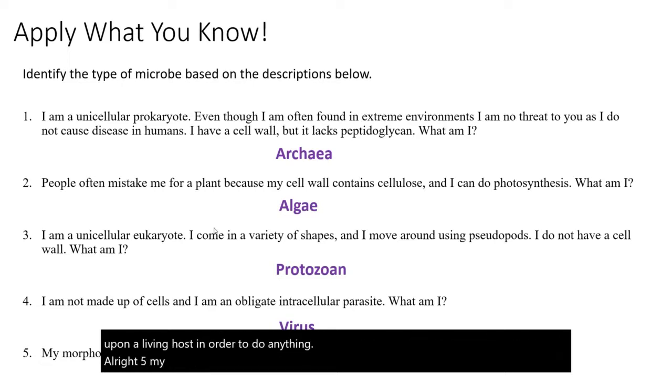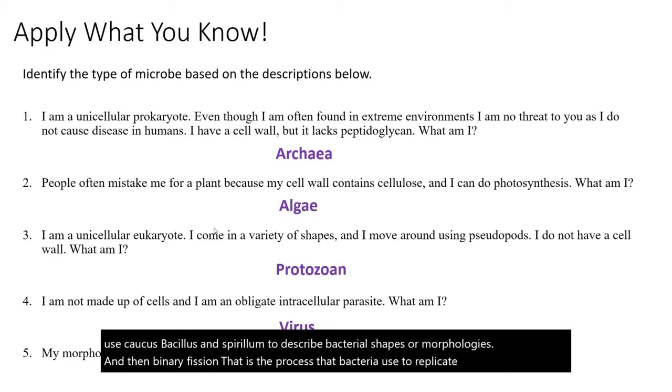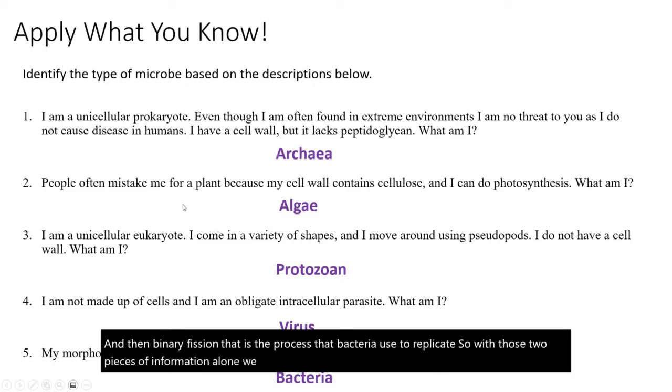All right, number five. My morphology is bacilli. I divide by binary fission and am motile courtesy of flagella. What am I? So morphology is the science word for shape. Okay, so my shape is bacilli, which is plural for bacillus. So anytime you see bacillus or coccus or spirillum, it's automatically bacteria. We only use coccus, bacillus, and spirillum to describe bacterial shapes or morphologies. And then binary fission, that is the process that bacteria use to replicate. So with those two pieces of information alone, we know that this is bacteria.